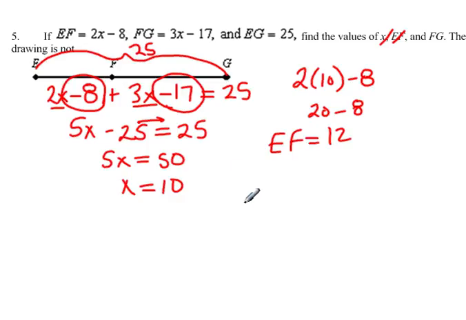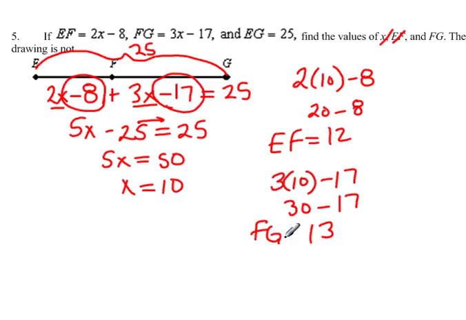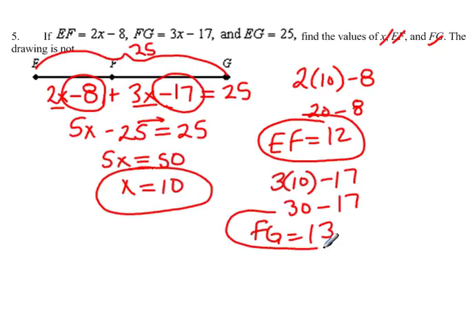And it asked us to find FG. FG is 3 times x minus 17. So 30 minus 17 gives us 13, and that is FG. So notice we've solved for all three things. We wanted to find x, EF, and FG.